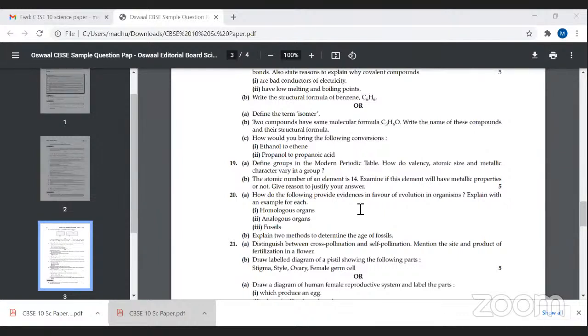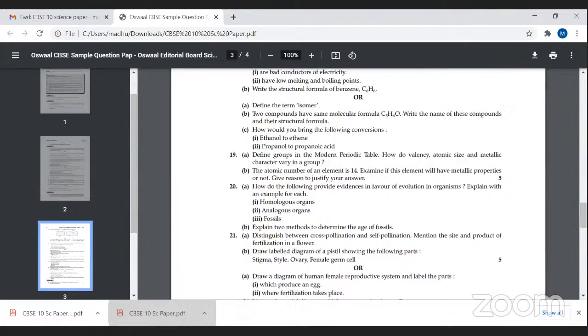Coming to the second part of the same question: mention the site and the product of fertilization in a flower. You have already mentioned it, the pollen grain to the stigma of another flower, so it's already answered. Yeah Tanishka, that's correct. Now coming to 21B: draw a labelled diagram of a pistil showing the parts: stigma, style, ovary and female germ cell. When you go through the female reproductive system in plants, you can see the flower diagram there, where you can draw it and label. So I think you can do it by yourselves.